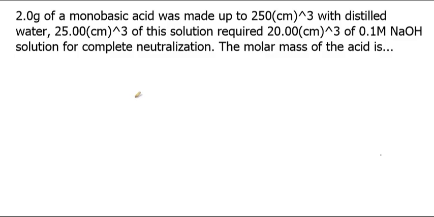2.0 grams of a monobasic acid was made up to 250 cm³ with distilled water. 25.00 cm³ of this solution required 20.00 cm³ of 0.1 molar sodium hydroxide solution for complete neutralization. The molar mass of the acid is dash.